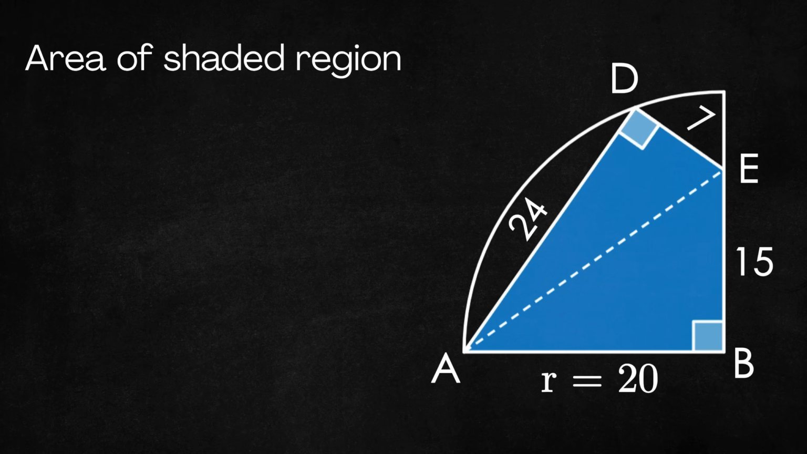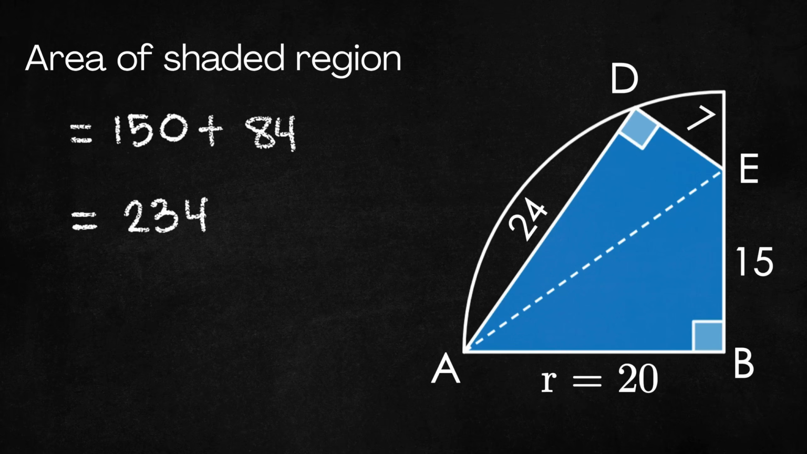Finally, the total area of the shaded region is just the sum of the areas of the right triangles we have calculated. That is 150 plus 84. So the area is 234 square units.